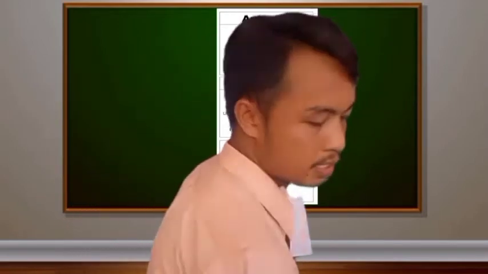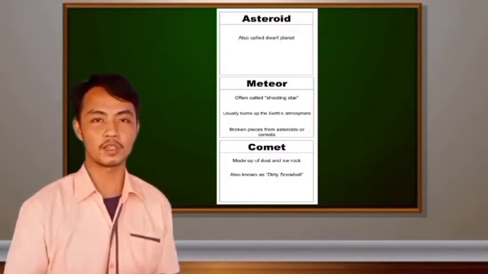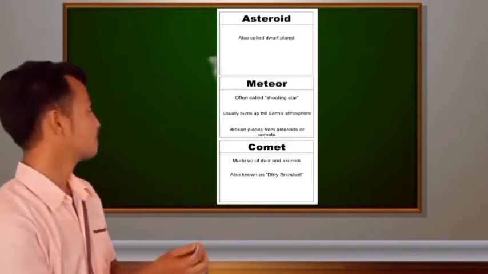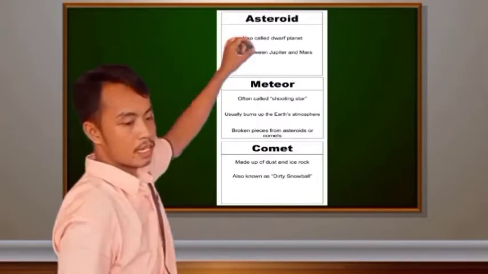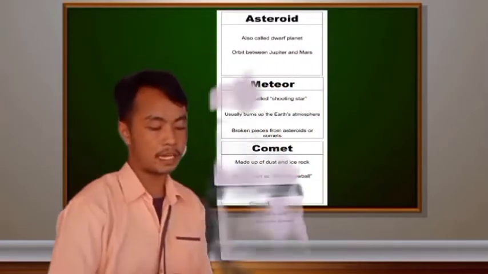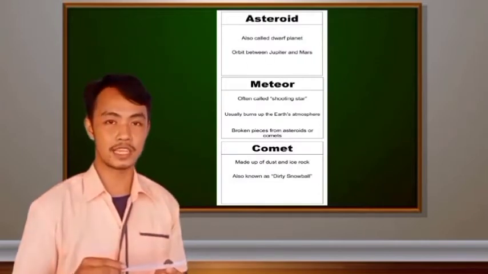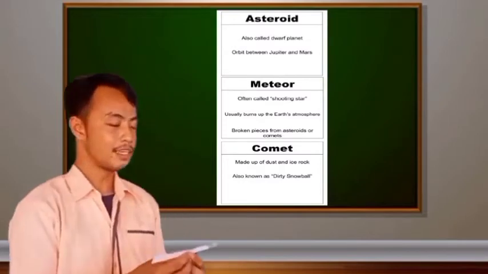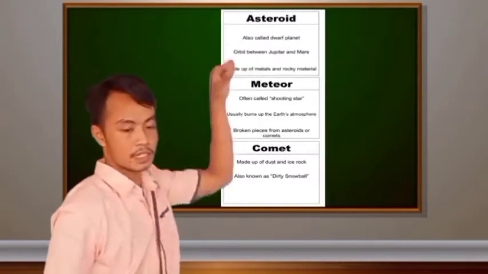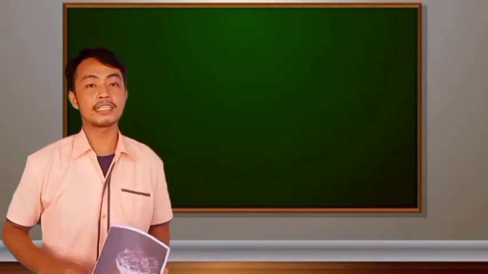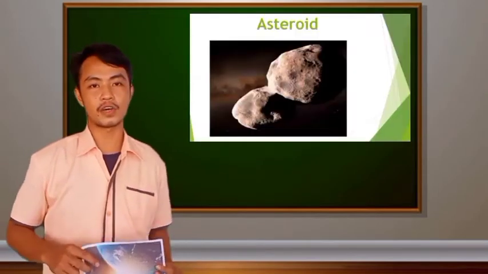Next is, it orbits between Jupiter and Mars, Mr. Sibuko. Okay, asteroid orbits between Jupiter and Mars. Next one is, it is made up of metals and rocky materials, Miss Lucero. Okay, so asteroid is made up of metals and rocky materials. So now, let us proceed to our topic, which is about the asteroid.